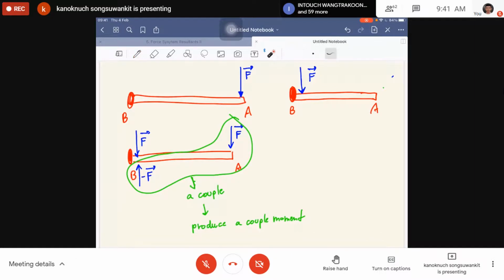Professor, didn't each other canceling out? No, it's not cancel because it's not on the same line of action. Oh yeah.